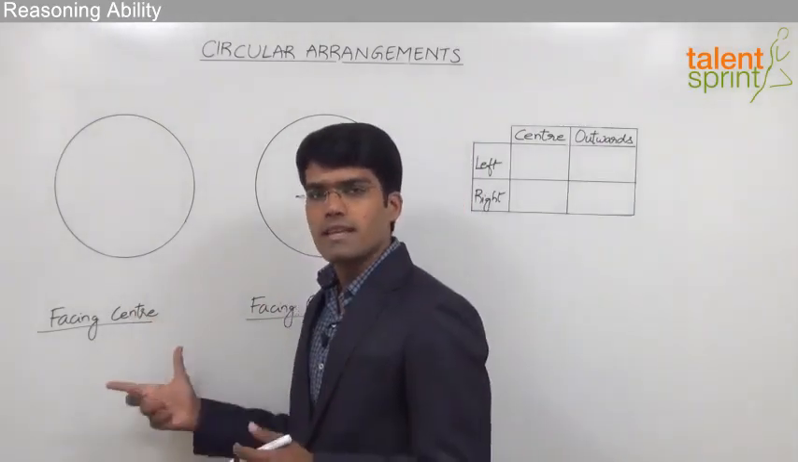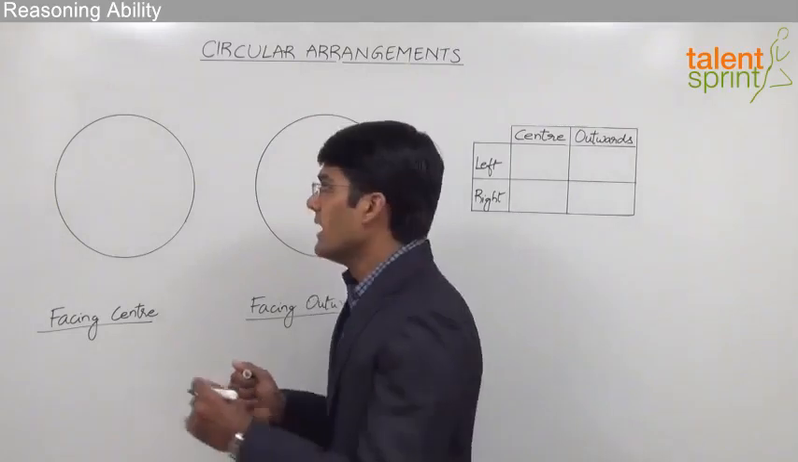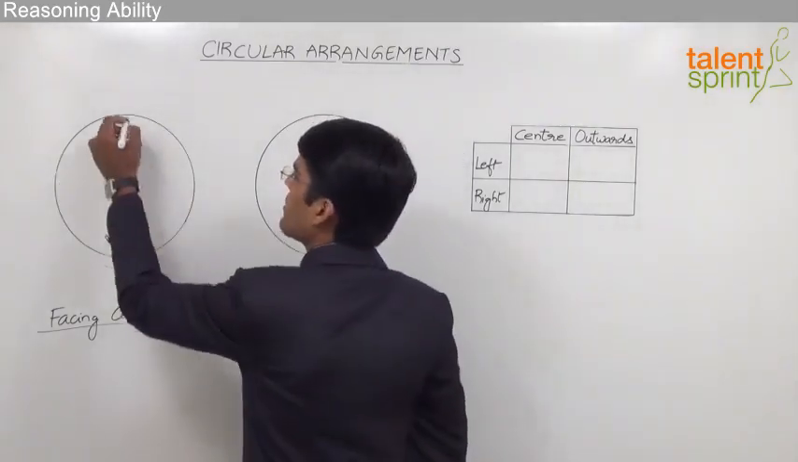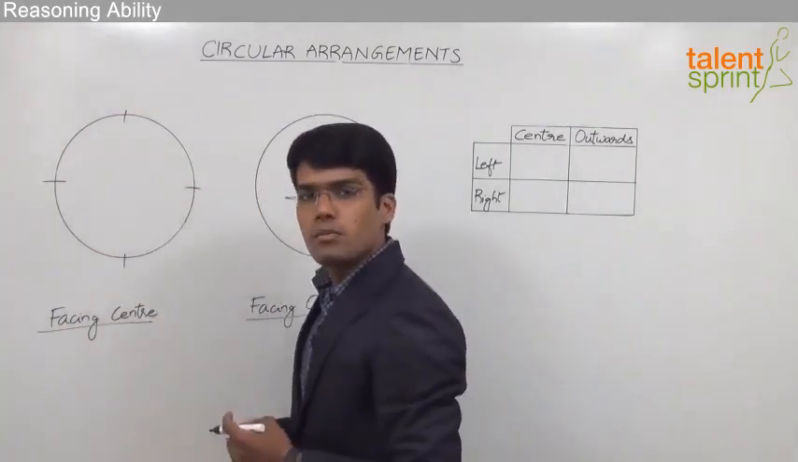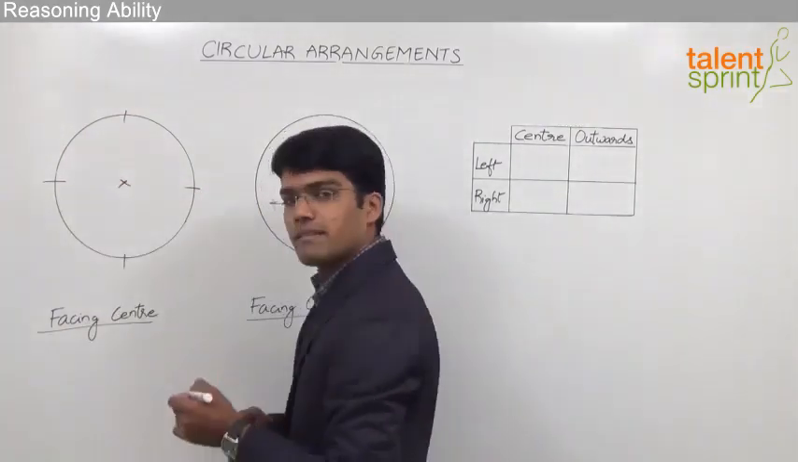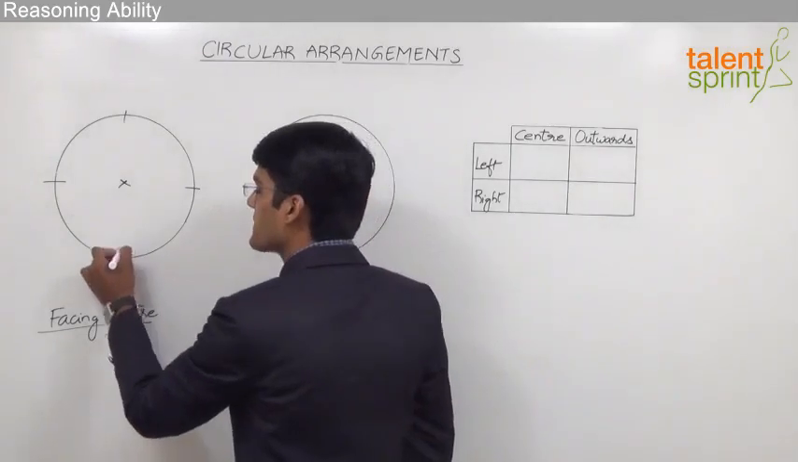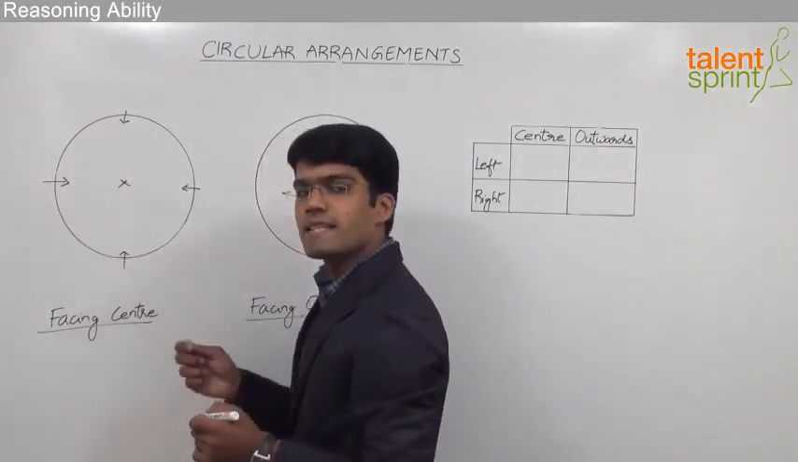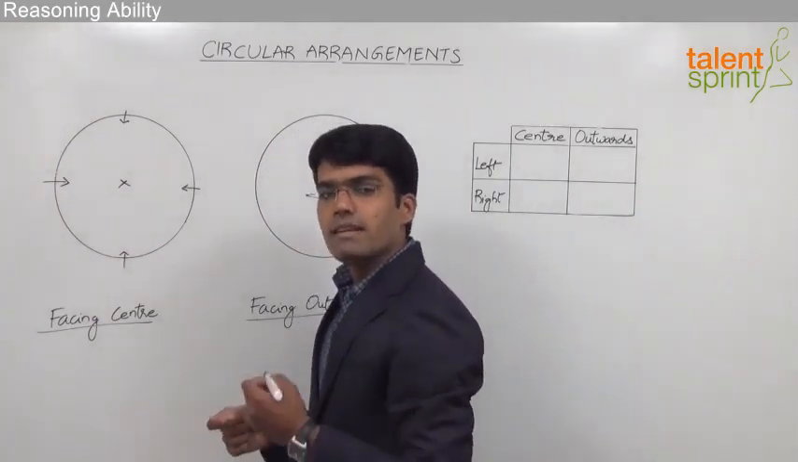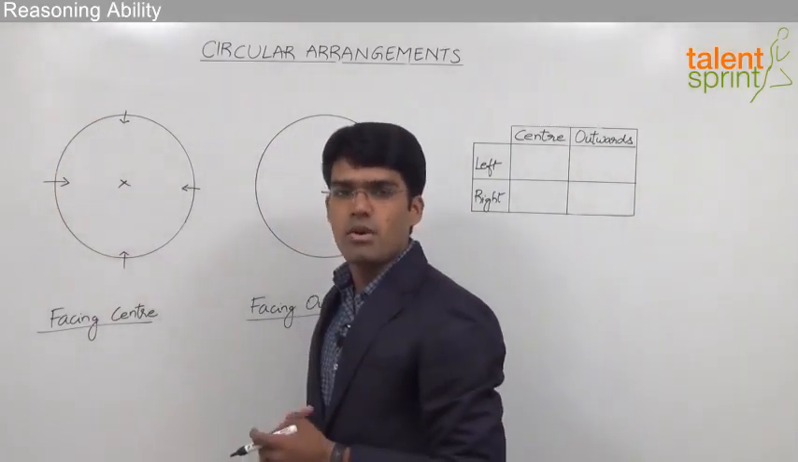So let us now take the case of people facing center. Let us assume this is a circular table which has got 4 persons in these 4 positions. And all these 4 persons are facing the center. That means each of these persons can see the remaining persons. Now in such a case, how to understand the left and right direction of a person?